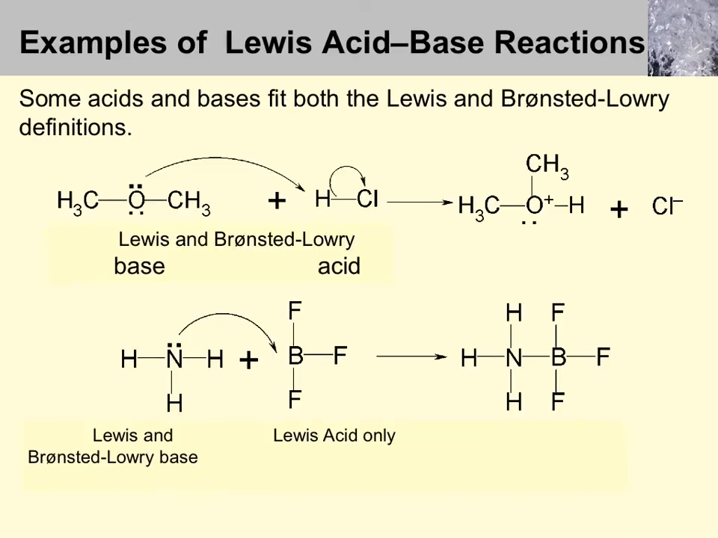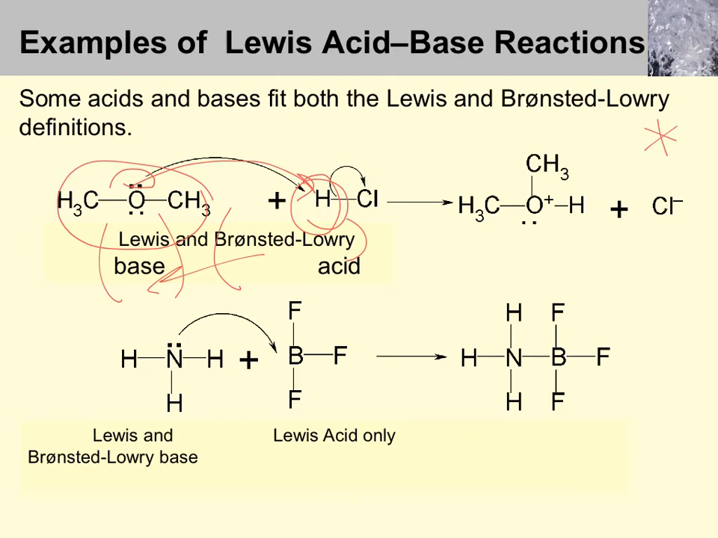Here are a couple more examples. If you look at the reaction on the top, this happens to be called an ether. Oxygen, in this case, as usual, has a lone pair of electrons, so it could function as a Lewis base. The reaction it's undergoing now shows that it abstracts a hydrogen ion, and so in this reaction, it is also functioning as a Bronsted-Lowry base because it's a proton acceptor.